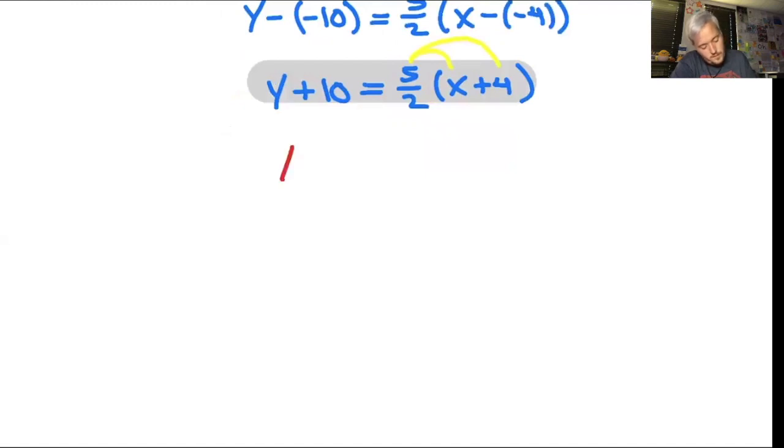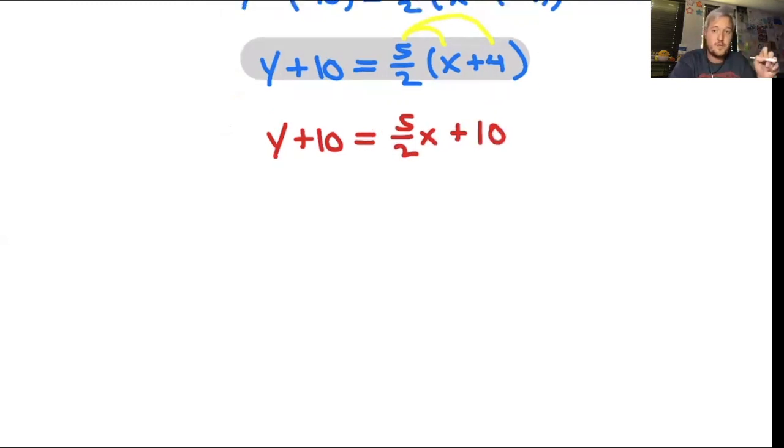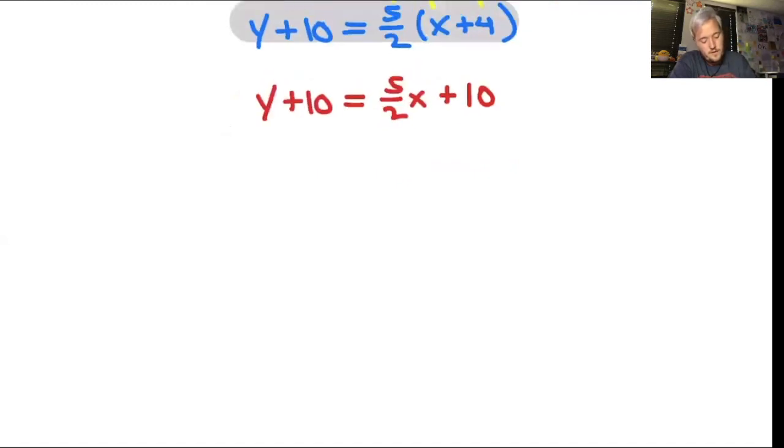So I have y plus 10 equals 5/2 x plus, now 5/2 times 4 gives you 10. So you could do 5 times 4, which gives you 20, 20 divided by 2, which gives you 10. Or you could do 4 divided by 2, which is 2, 2 times 5, which is 10. Either way, it works. All right, so now I'm going to subtract 10 on both sides.